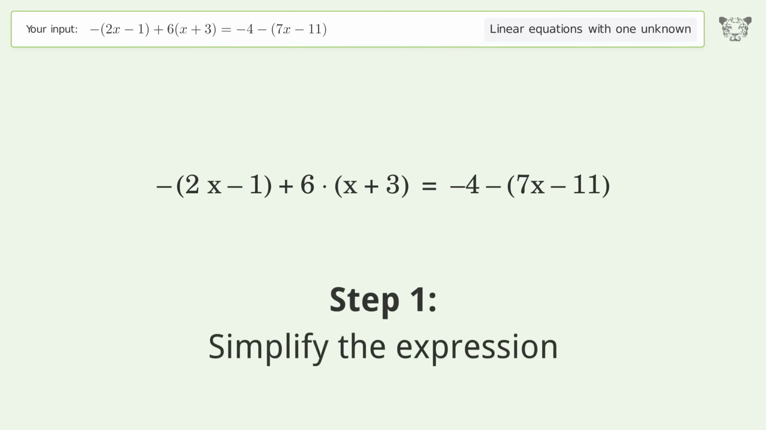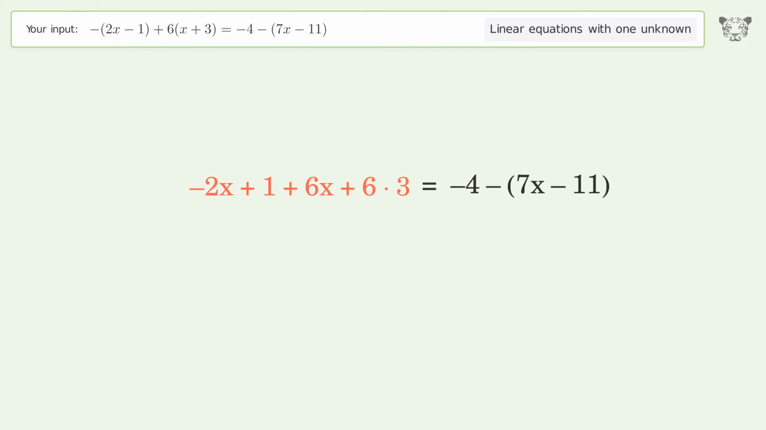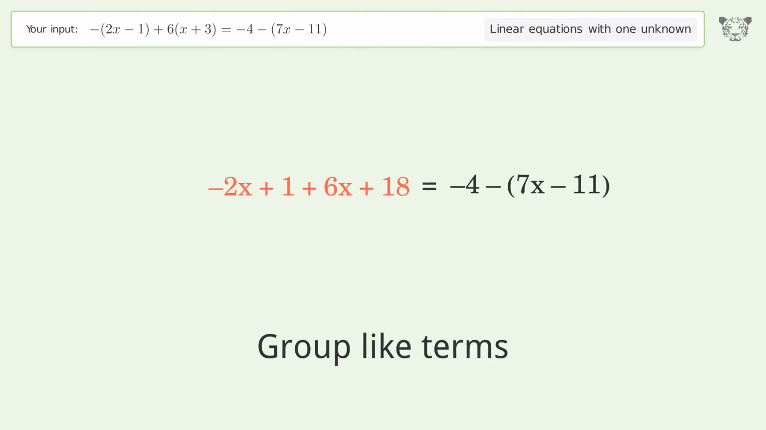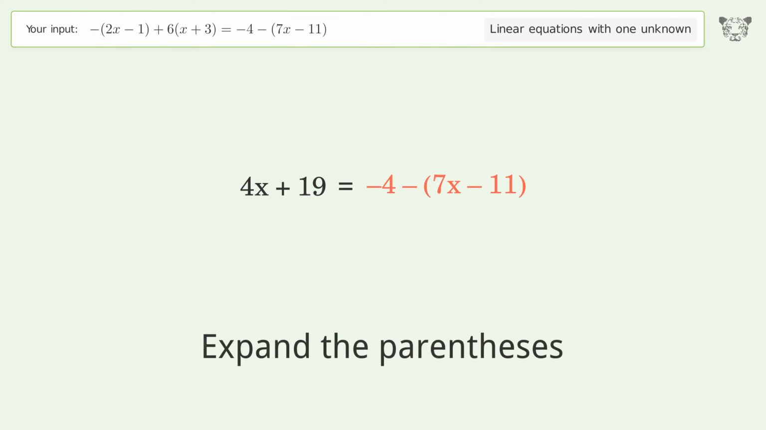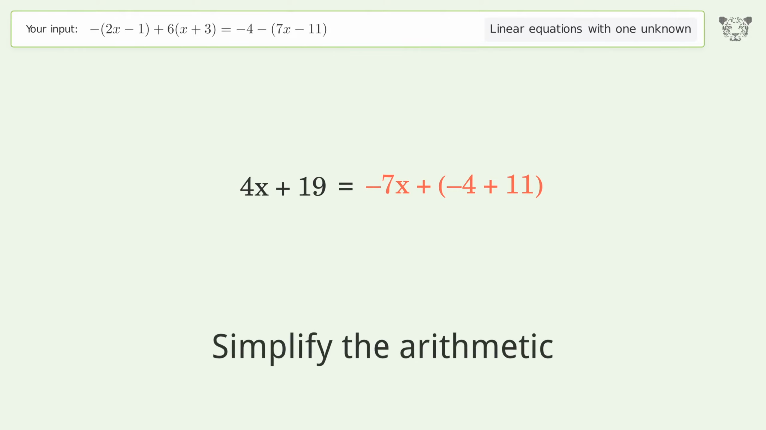Simplify the expression. Expand the parentheses. Simplify the arithmetic. Group like terms. Simplify the arithmetic. Expand the parentheses. Group like terms. Simplify the arithmetic.